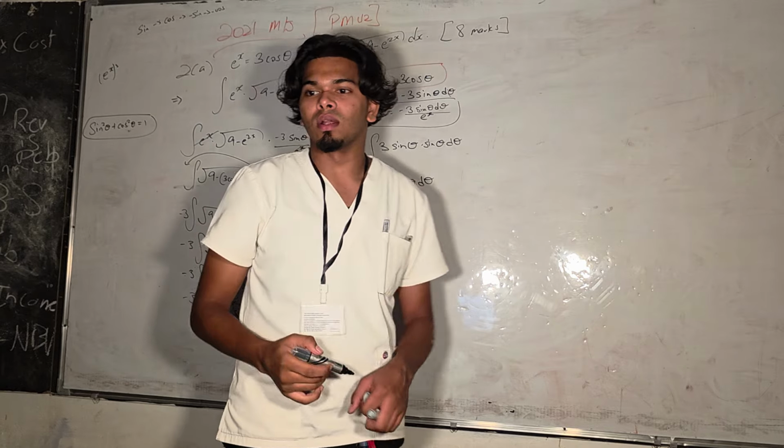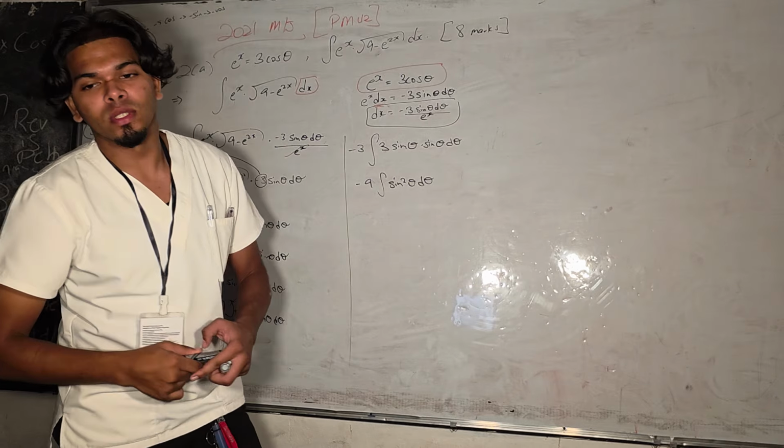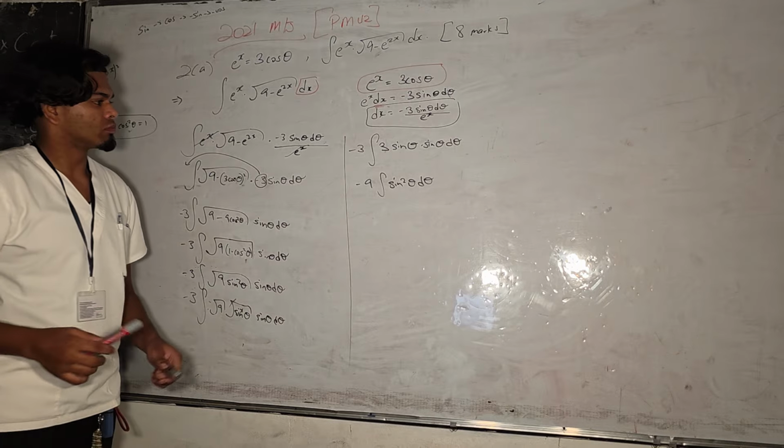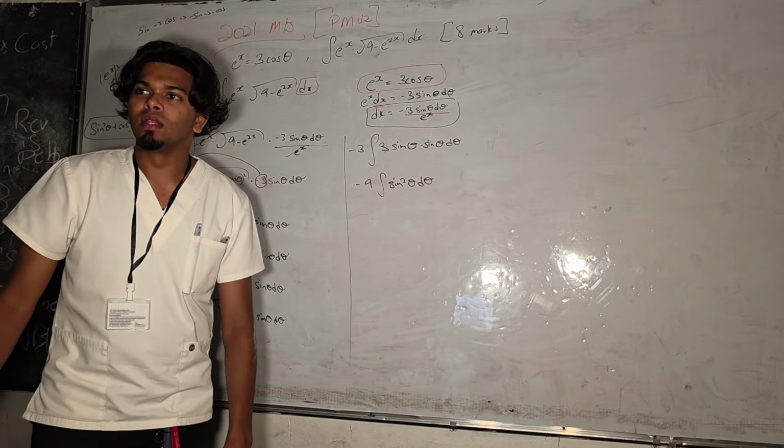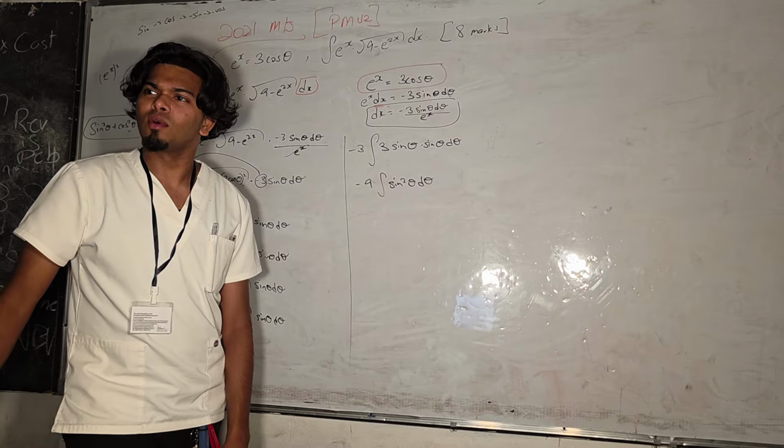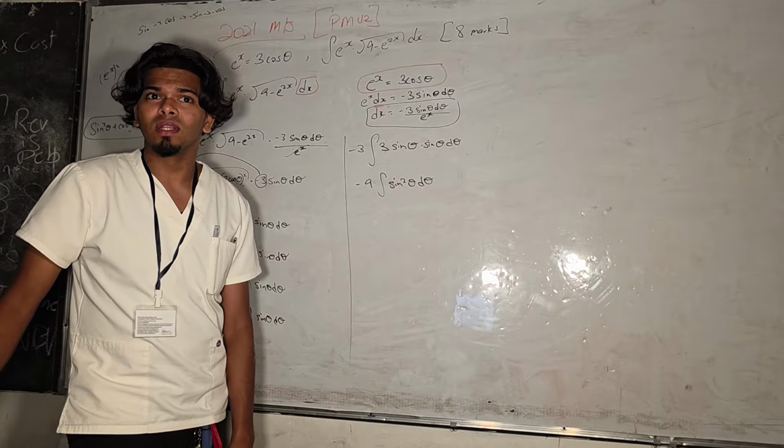From here now, Jessica, what do we do next? What would you do next, Anissa? Do we know the identity? Do we know stuff for sine square theta? We have it, right?